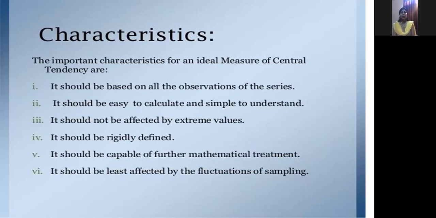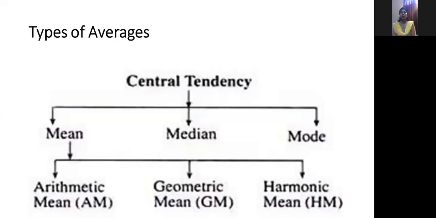It should be capable of further information. That means we can apply several treatments or different methods to get information from the value we have found in the form of average. So it is able to undergo mathematical treatments. It can be affected, but it must be least affected by extreme values or the fluctuations of sampling. So if there is any fluctuation in the sampling, it should be least affected. So these are the characteristics of central tendency.